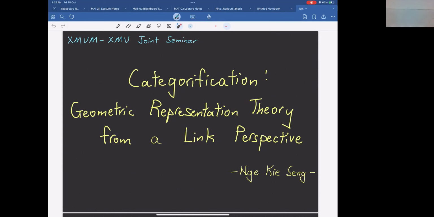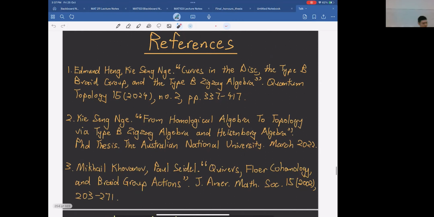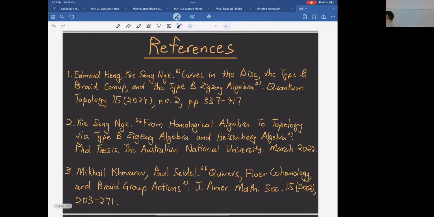So today I'll talk about the subject of categorification. Basically, this is geometric representation theory, but from the viewpoint of a link. The reference for today is my paper that got published this year, coming from my PhD thesis, which I graduated 2 years ago. But the main idea comes from Khovanov and Seidel on quiver flow homology and braid group action. So mainly I'll talk about braid group action.